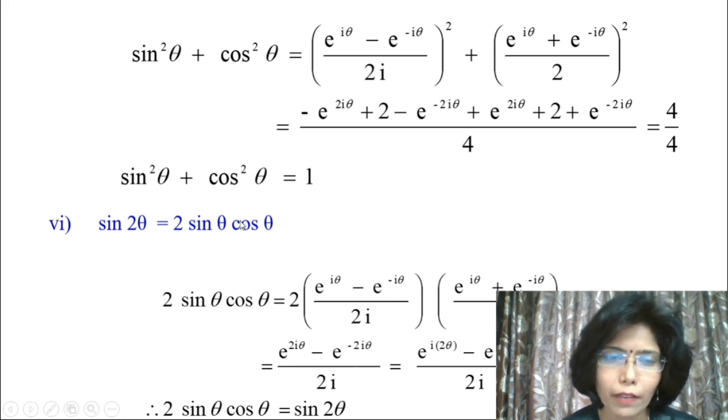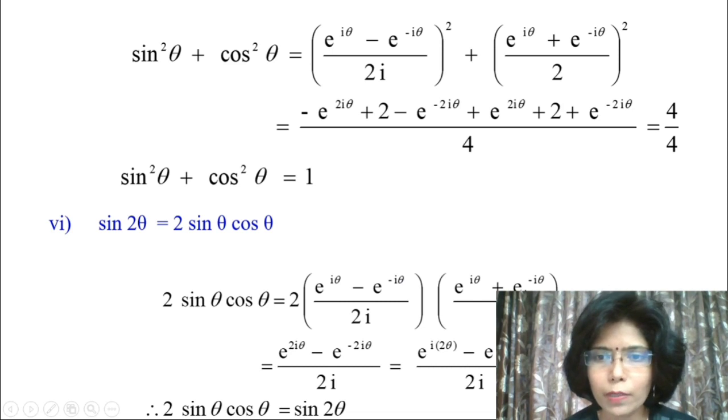Now we'll take the right hand side as 2 sin theta cos theta. As we know the values of sin theta and cos theta, we'll substitute them: 2 times (e raised to I theta minus e raised to minus I theta) upon 2I for sin theta, and (e raised to I theta plus e raised to minus I theta) upon 2 for cos theta.